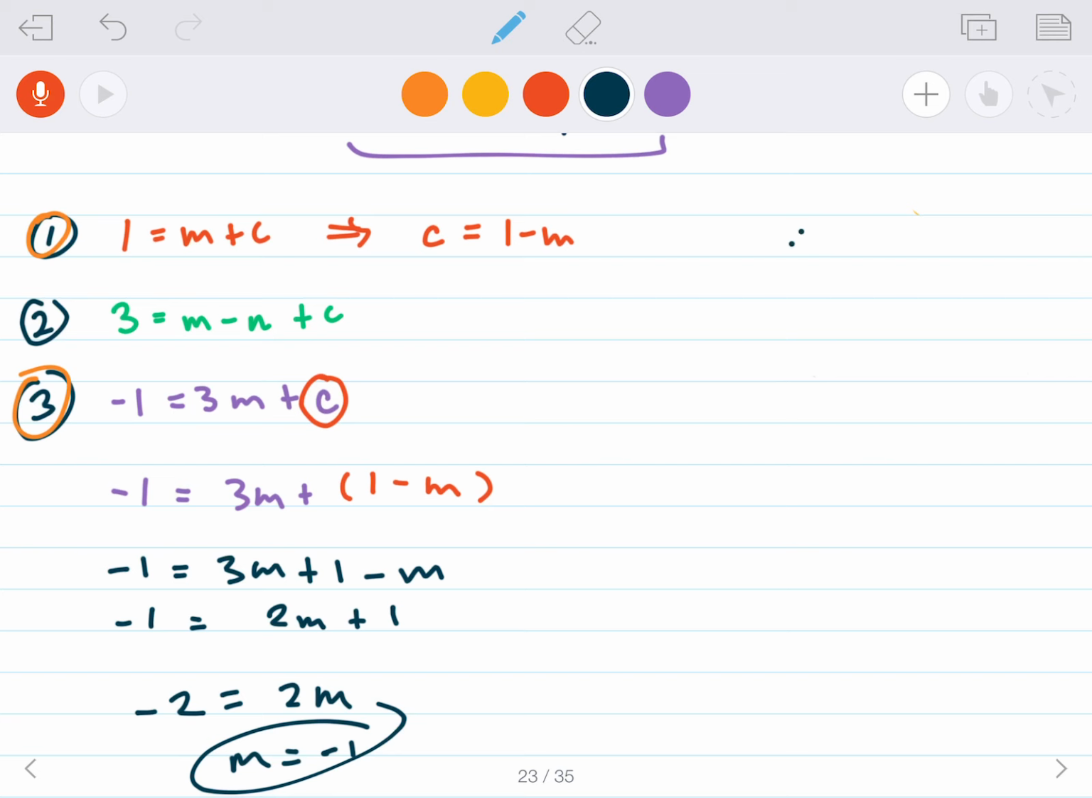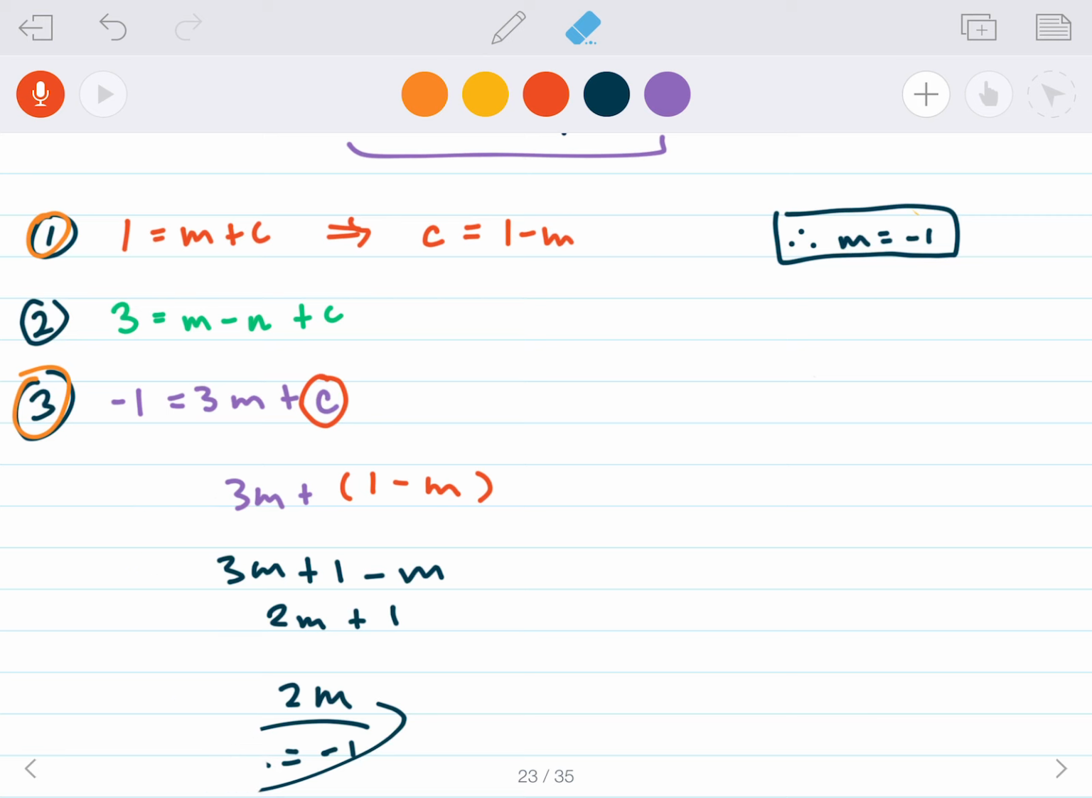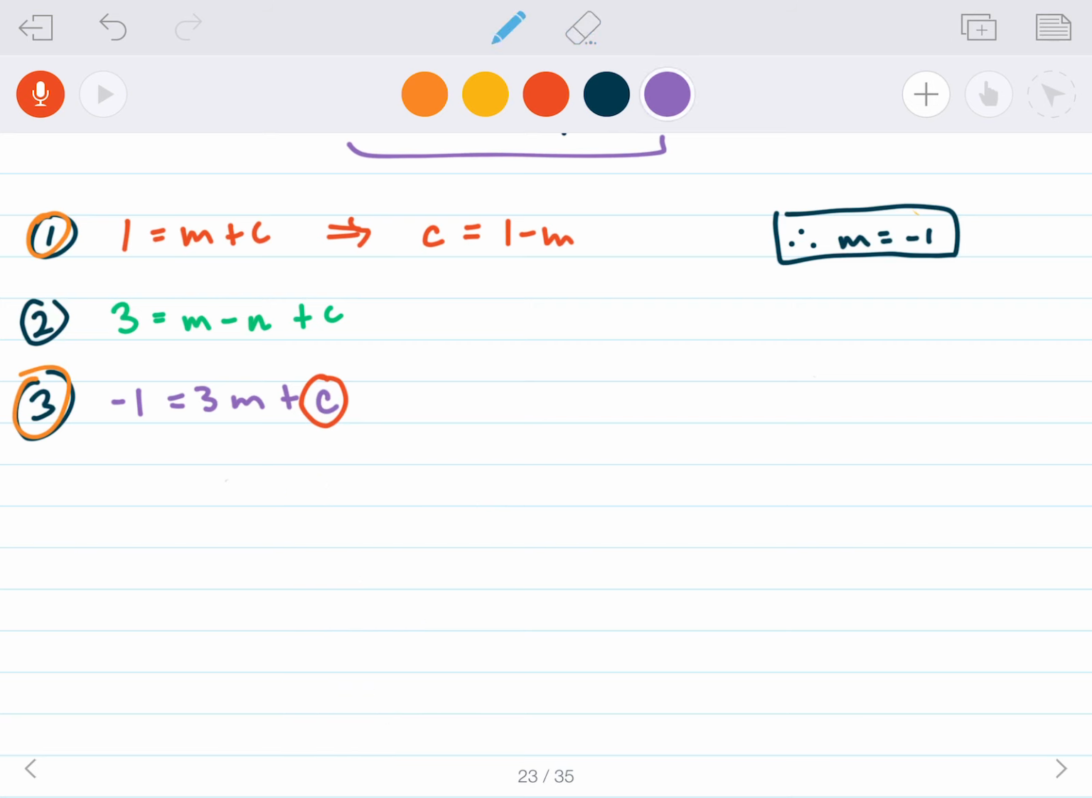So therefore, for these 3 points, m is equal to negative 1. Excellent. Now we can easily find c with that information, a number for c. Because I know that m is equal to negative 1, I can plug that in here to see what c is. So c is going to be 1 minus a negative 1. 1 plus 1 is 2. So therefore, c is equal to 2.